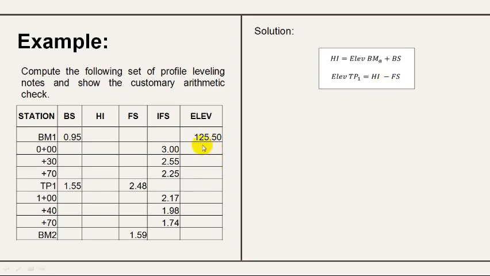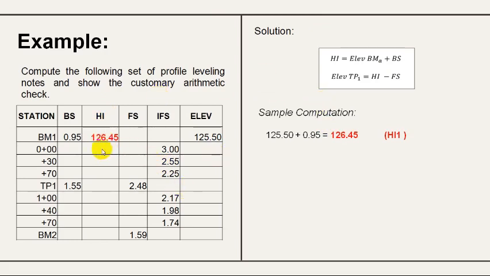So first, we'll compute the height of instrument at first setup. Elevation of benchmark 1 plus backsight reading, which is 0.95 meters. That will give us the height of the instrument, or the elevation of our line of sight, equal to 126.45.